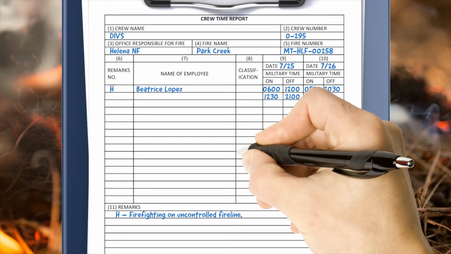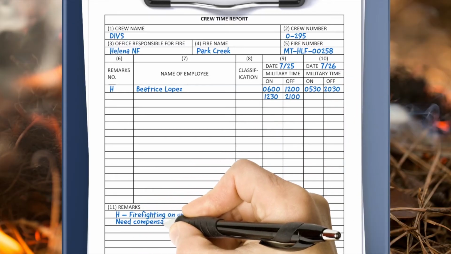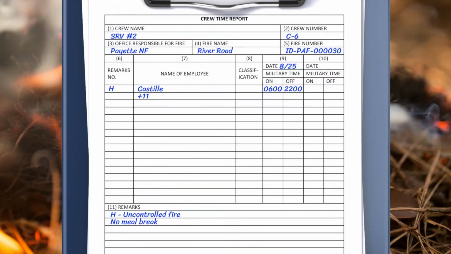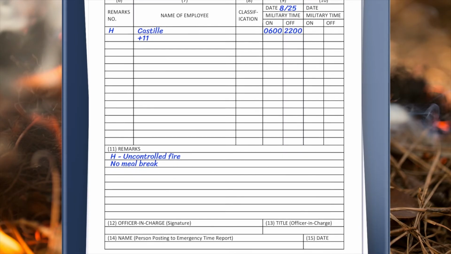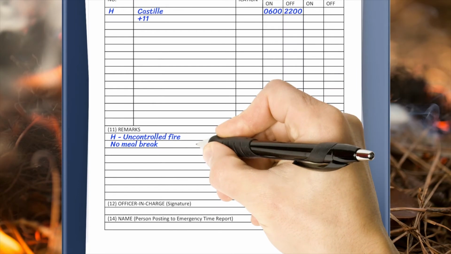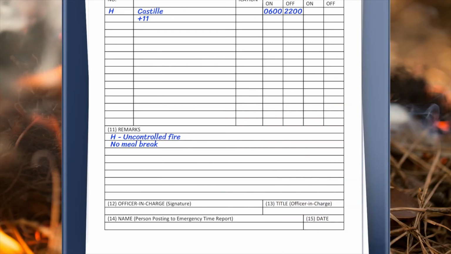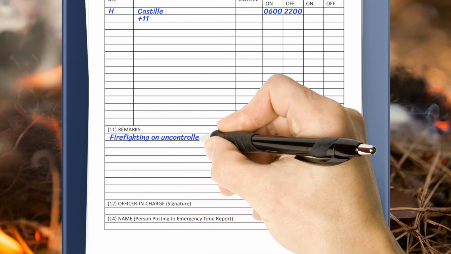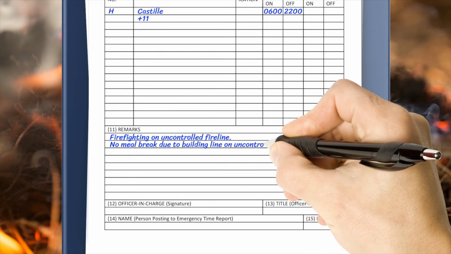In this example, the resource failed to write a justification for not taking a meal break. Here's an example of inadequate justifications for hazard pay and compensable meals. The crew boss needed to expand on the explanations in Block 11. Remember, the justification needs to show what activity was performed that warrants a pay provision and why the crew didn't take a meal break. In this case, the supervisor would send the CTR back to the crew boss for clarification.